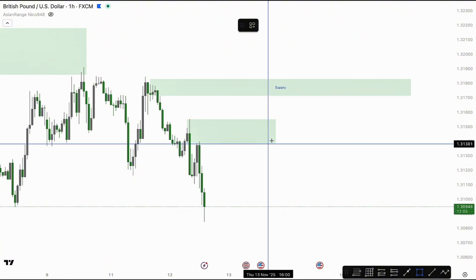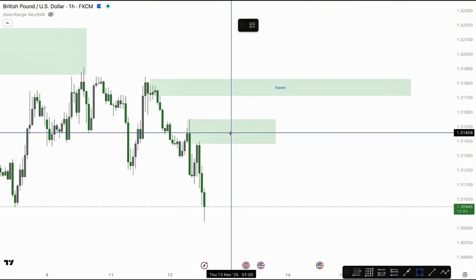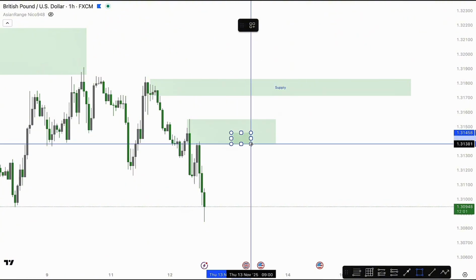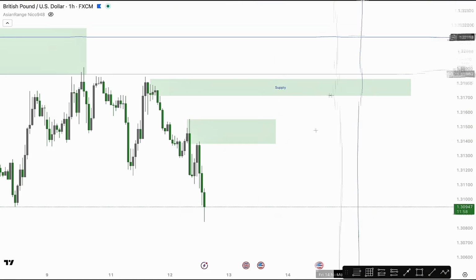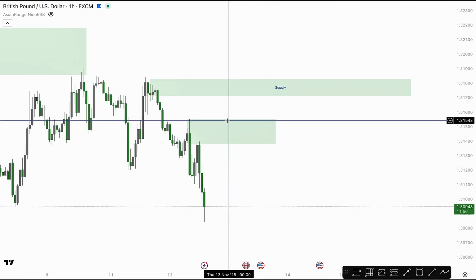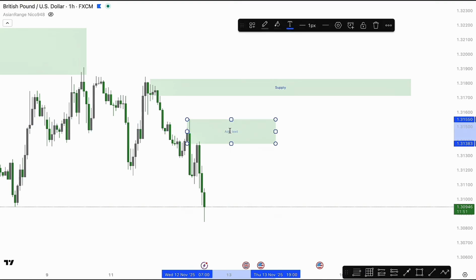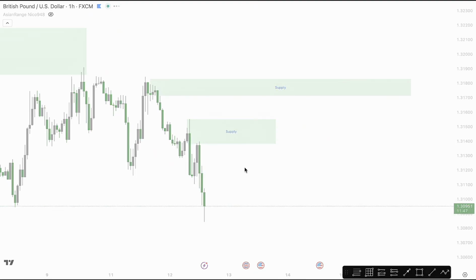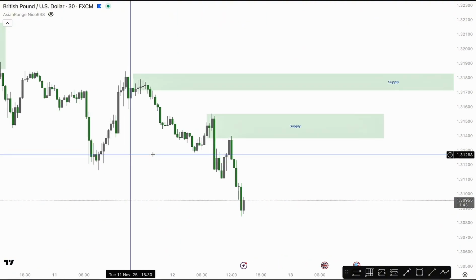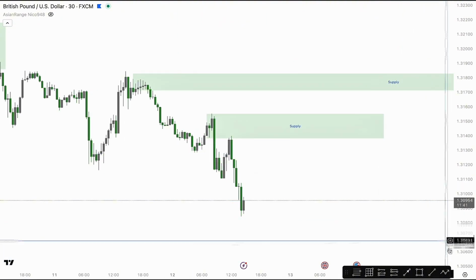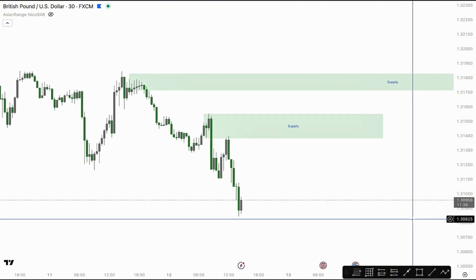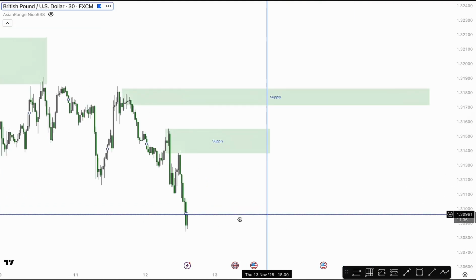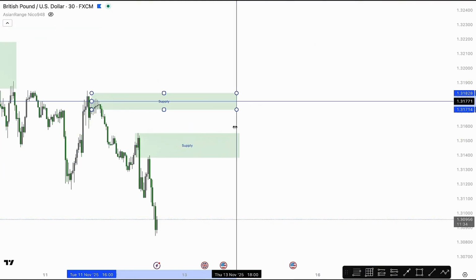So it's always good to refine your zones to have that sniper entry or a high probability trade or a better risk reward ratio as well. So we go down to the 30 minutes to find our entries, and here we can also refine the 1 hour supply. You can see the supply at 1 hour.